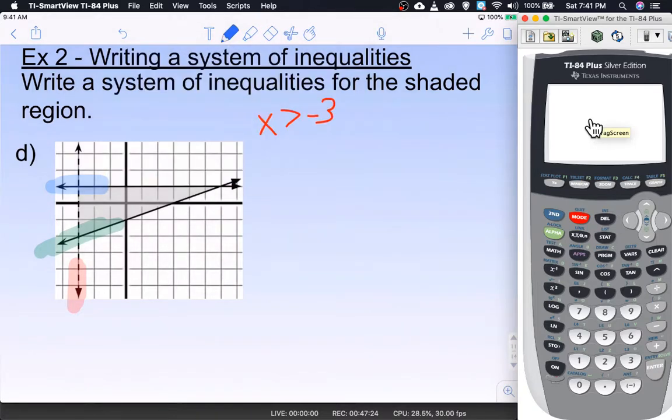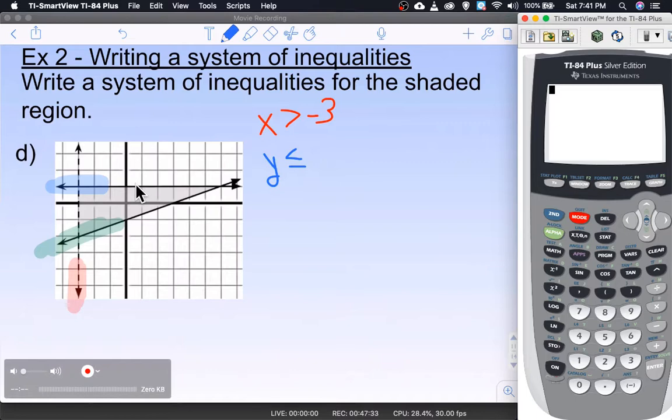My blue line is y is less than or equal to 1. I'm doing that because the shading is lower than the blue line, and it's a shaded region with a solid line, so it's or equal to. That's a y value of 1.